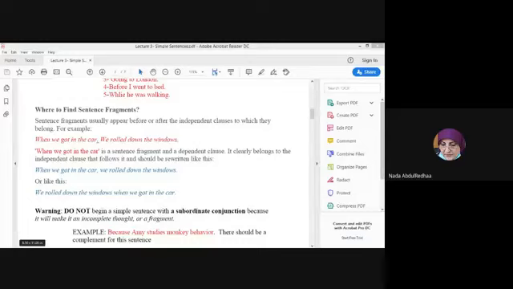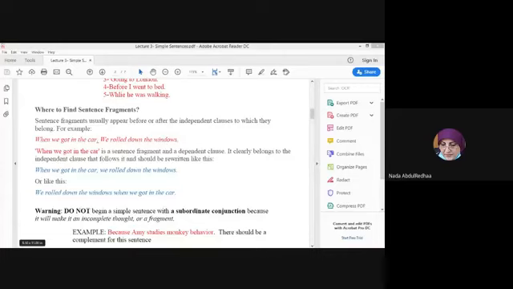Let me explain something. When we said when we got in the car, we needed to put a comma because we had not finished speaking, and then we added the independent clause. But if we put we rolled down the windows first, before when we got in the car, we don't need the comma. To correct this fragment, when we got in the car, you can either add after it the independent clause, we rolled down the windows, with a comma before it, or write we rolled down the windows when we got in the car without the comma in between.